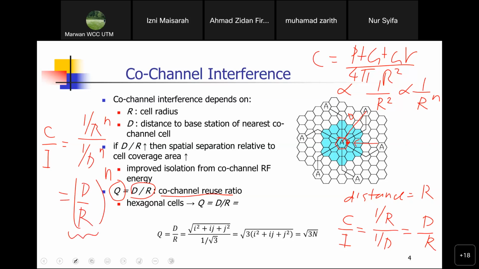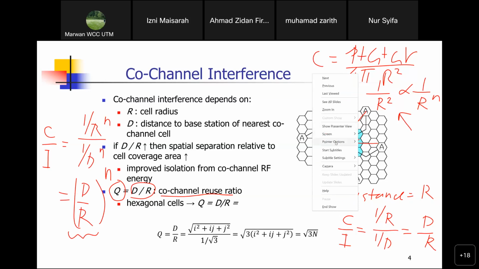Okay, so for co-channel interference, the reason why we only use the distance is because if you are coming from the same operator, P is the same, GT is the same, GR is the same, 4 pi is also a constant. So everything you can delete when you do C divided by I. So the only thing that is different is the distance. Okay, so at the end, it turns out that your co-channel interference is given by the ratio D divided by R. Okay, let me delete that.